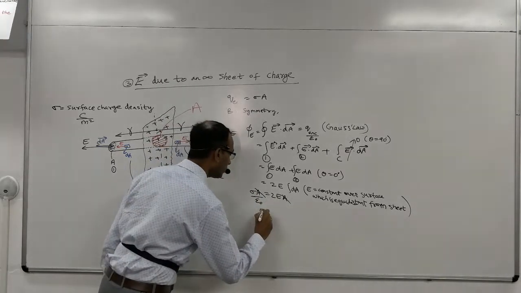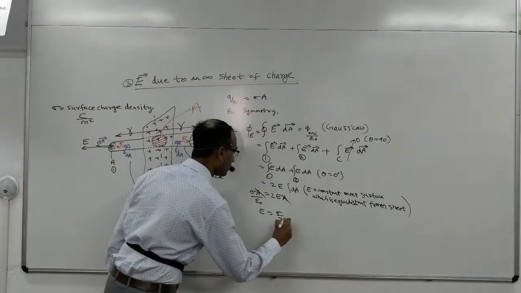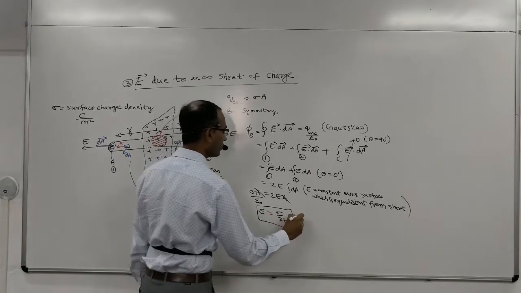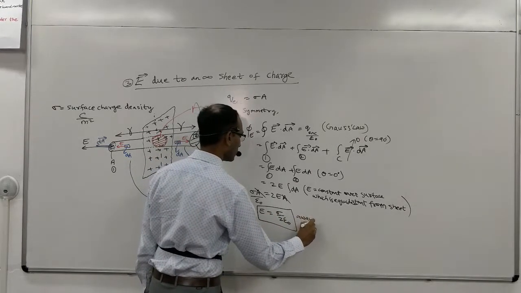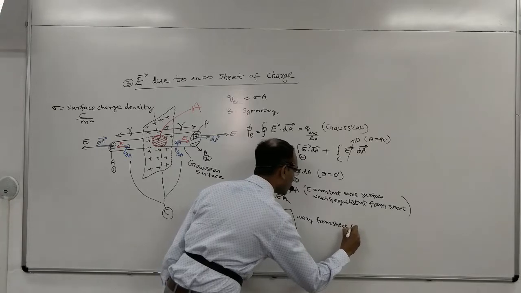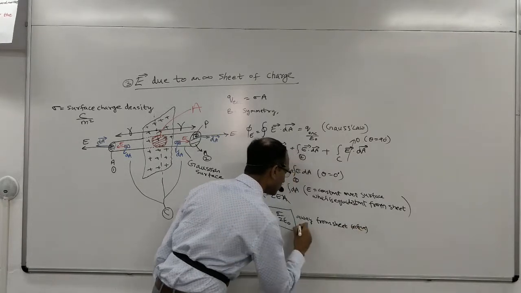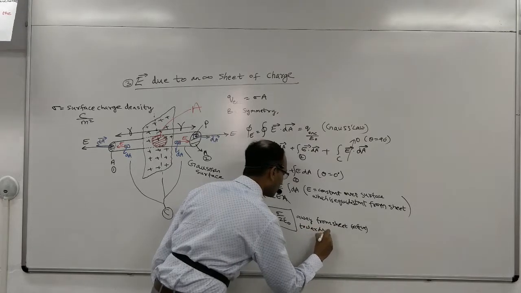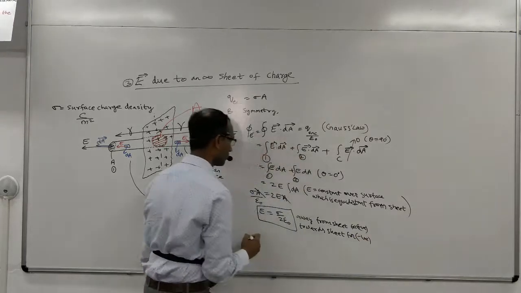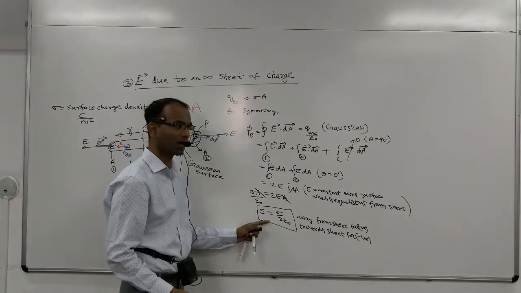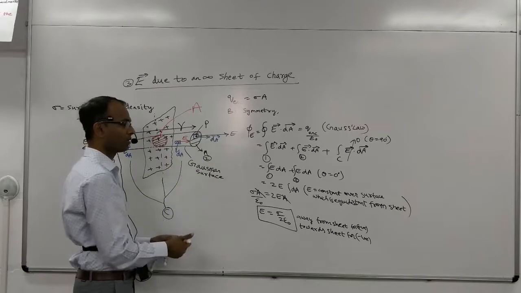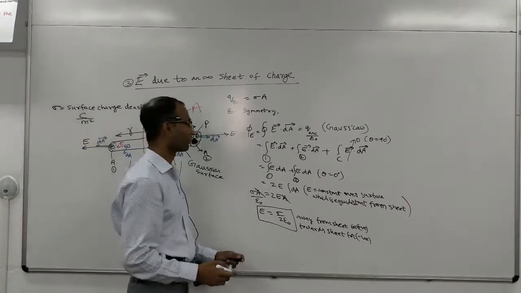So electric field is equal to sigma by 2 epsilon naught. And the direction will be away from the sheet for positive charge, towards the sheet for negative charge. Okay, this is the magnitude. Direction is perpendicular to the sheet, away from the sheet for positive sheet, perpendicular towards the sheet for negative charge. So it will be plus r cap for positive and minus r cap for negative.